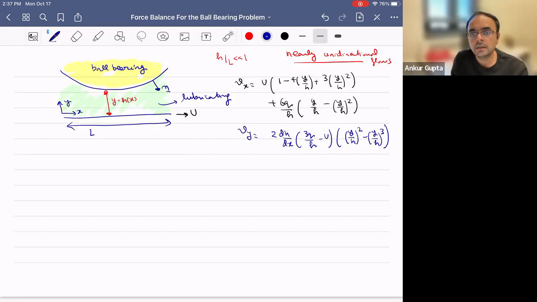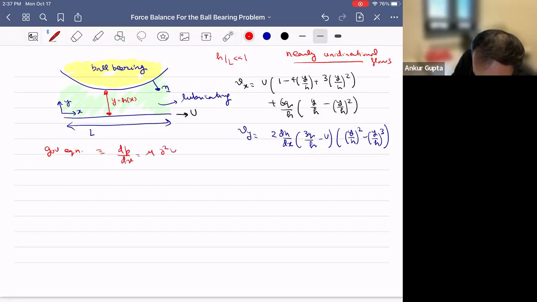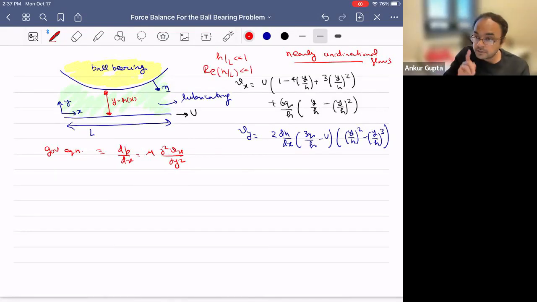So we had discussed that you can directly use the governing equation, which is dp by dx is equal to mu del square vx by del y square. And remember, it's a thin problem, so h by l is small, and Reynolds number times h by l is also small, so we can use the lubrication flow approach. So pressure is only a function of x, and we have vx being a function of both x and y. That's why you have a del square vx by del y square, and so on.